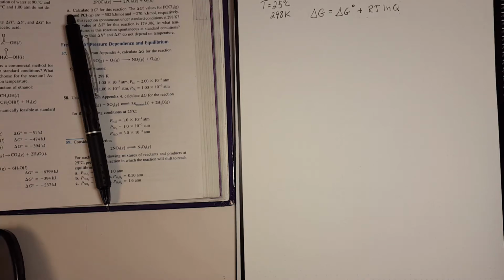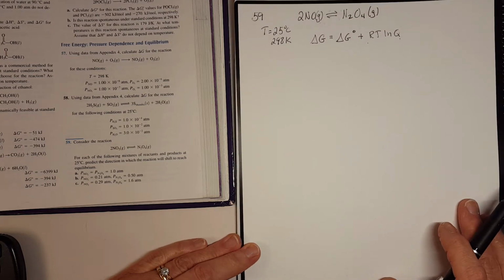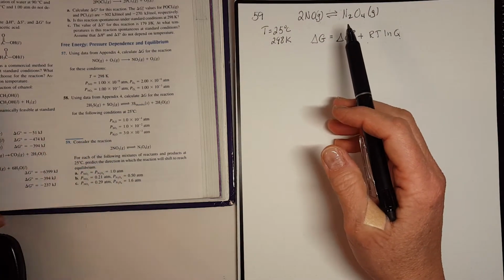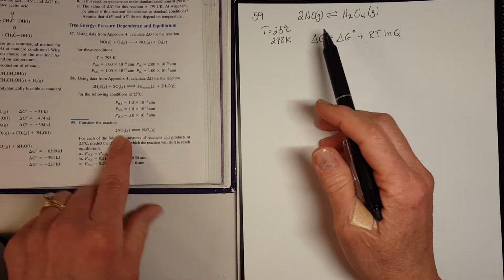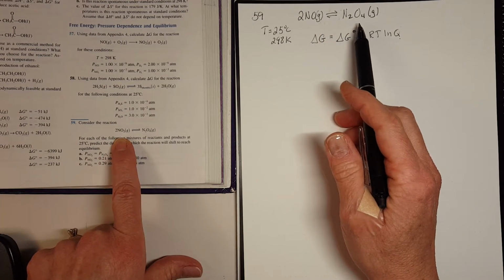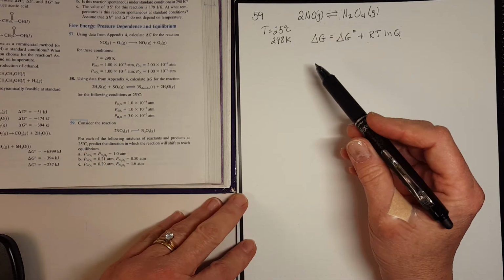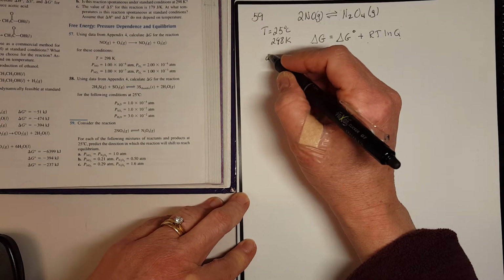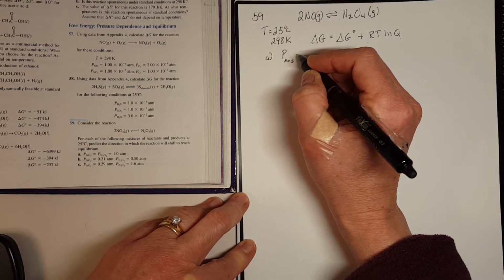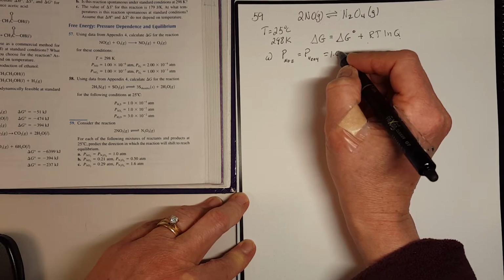Okay, we're going to finish up some of our thermo problems. This is number 59 from chapter 16, and we're looking at the question, considering this reaction, 2NO2 gas is in equilibrium with N2O4 gas, and then for each of the following mixtures, and they give us three different pressure scenarios, so I'll just write down for part A, the pressure of the NO2 is equal to the pressure of the N2O4 is equal to 1.0 atm.